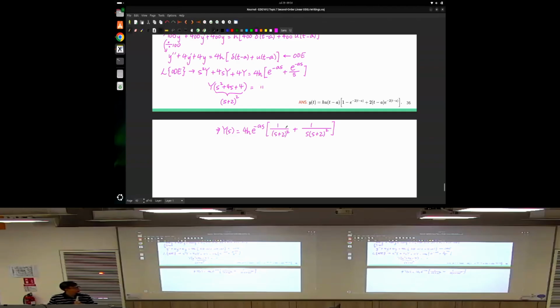With a shift, so no need to combine. This one can inverse transform directly. Okay, then what about the other one? The other one needs partial fractions. Agree, right? This one needs partial fractions to break it up.